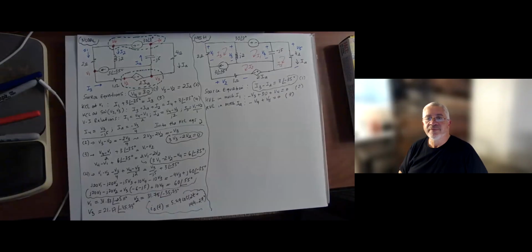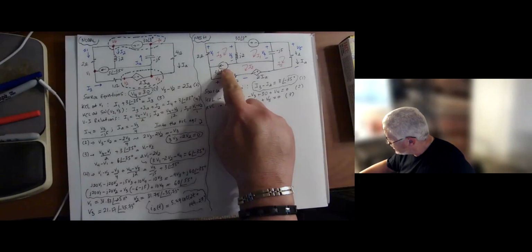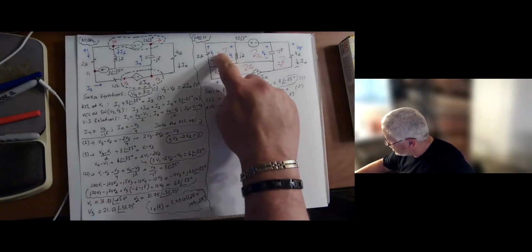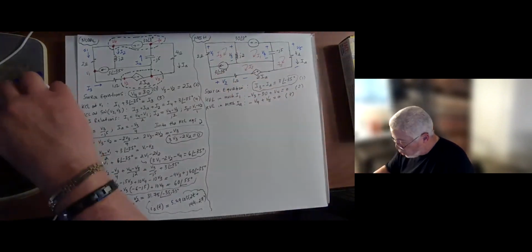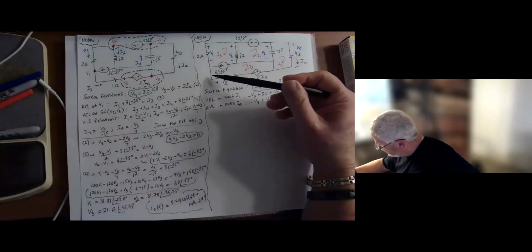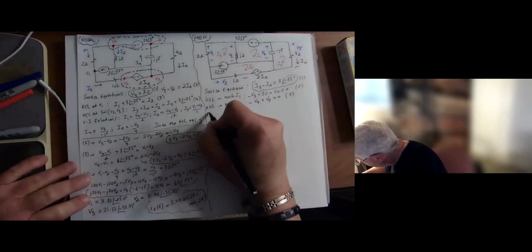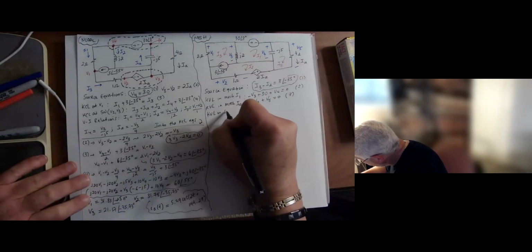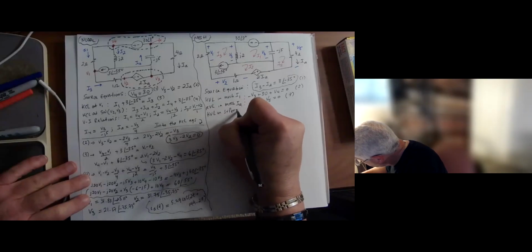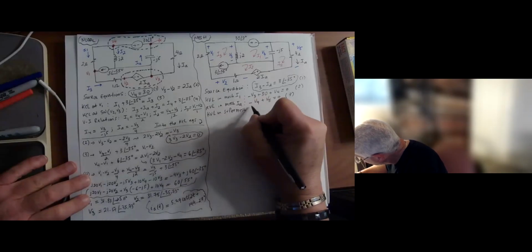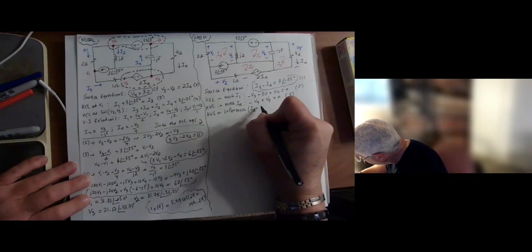Now we're going to do the KVL about what we call the super mesh. The super mesh, because this current source is between mesh I2 and mesh I3, we do a KVL around the perimeter of these two meshes that doesn't include the current source in them. So we're going to do KVL in the super mesh, and I'm going to call it super mesh I2, I3.